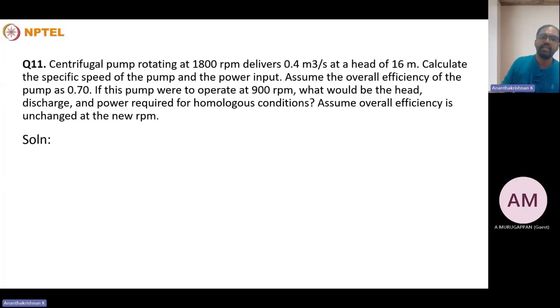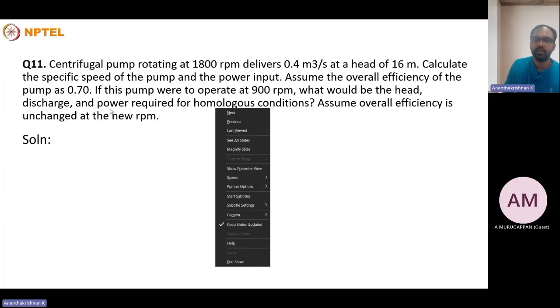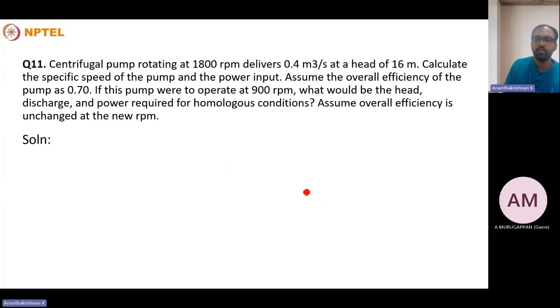You need not calculate anything related to the specific speed because that was not taught in this week's lecture, but try to do the other sections of the problem. So for this problem, just ignore this part. This is not required.